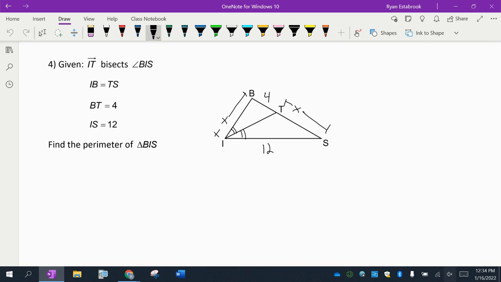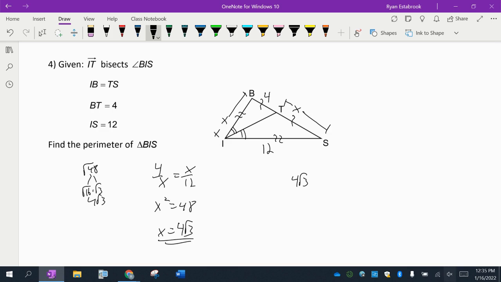This is that triangle angle bisector theorem where we can say that 4 over x is equal to this x divided by 12. If we cross multiply, x squared equals 48. Take the square root of both sides. Square root of 48 breaks down to 4 root 3. So now going to the entire perimeter, we have 4 root 3 plus 4 root 3 plus 12. If we combine like terms, there's 16 plus 8 root 3 for the perimeter of triangle BIS.